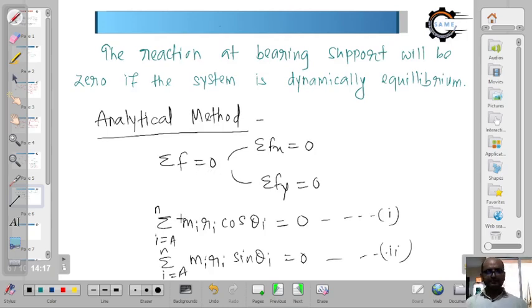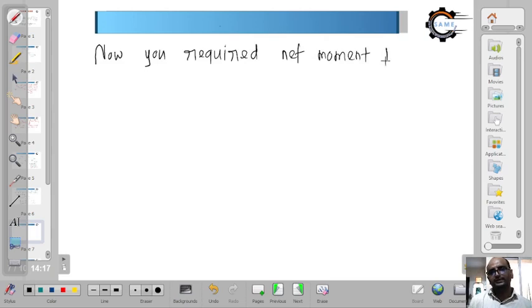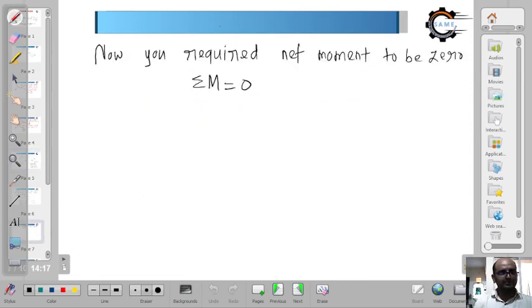Now you require the net moment to be 0 also, right? How will we do that? I just have to take the summation of M equal to 0. I will explain this here. I will take a copy of this and draw it here once more.